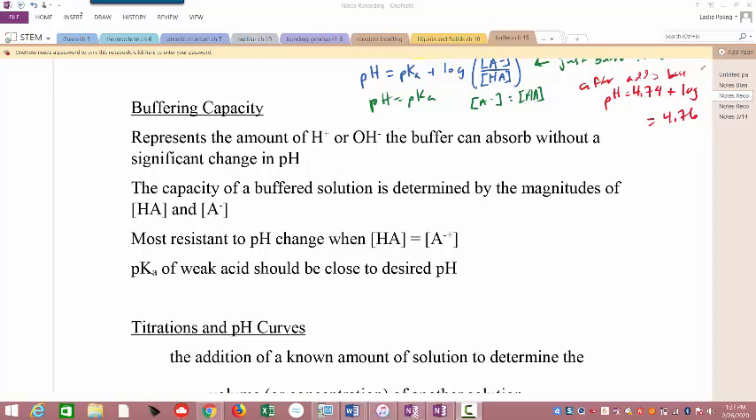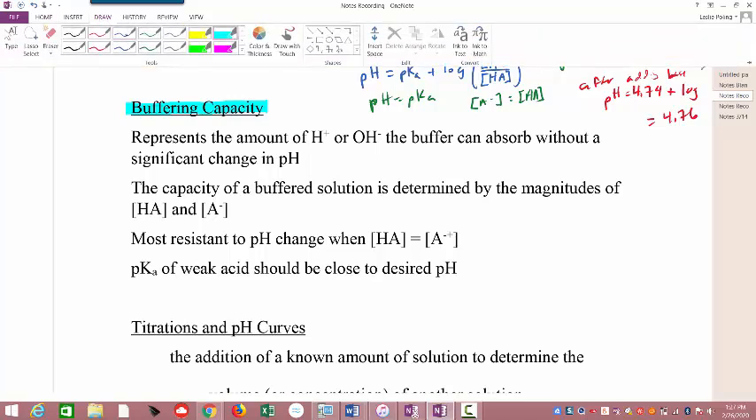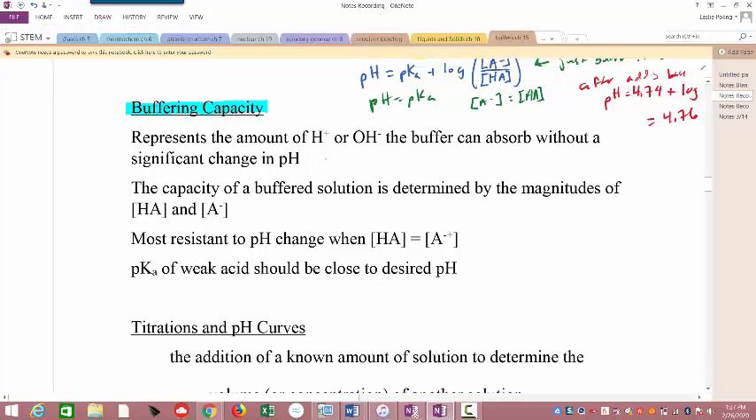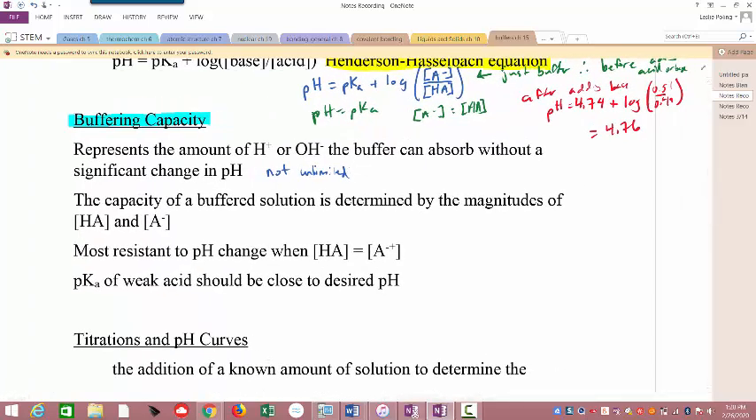Okay, so we were doing some buffer calculations. And buffering capacity is the amount of H plus or OH minus we can add without having a significant change in pH. Obviously, the buffering capacity is not unlimited. Let's look at what we did up above, because the buffering capacity is determined by the magnitude of the acid and the base, the HA and the A minus.